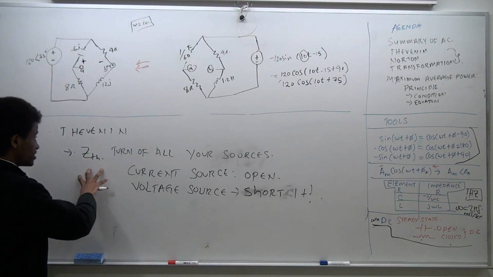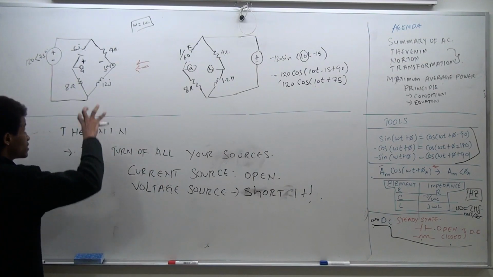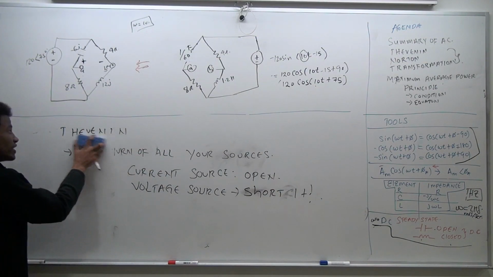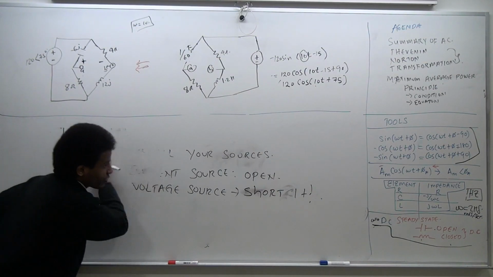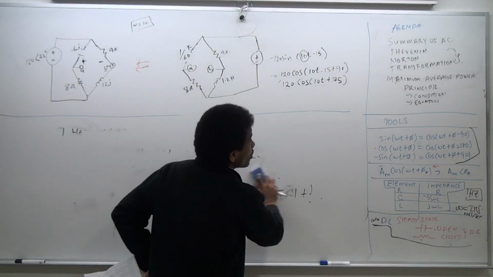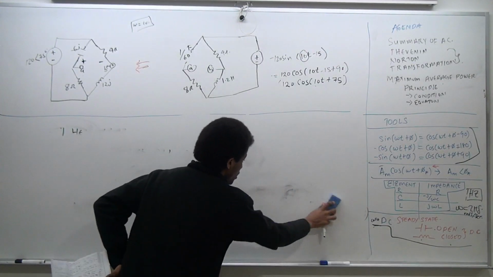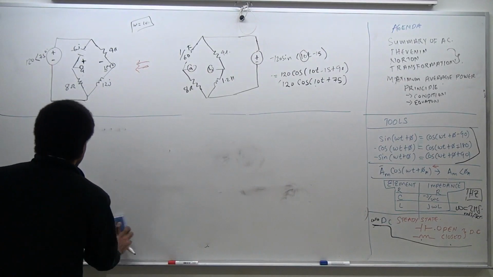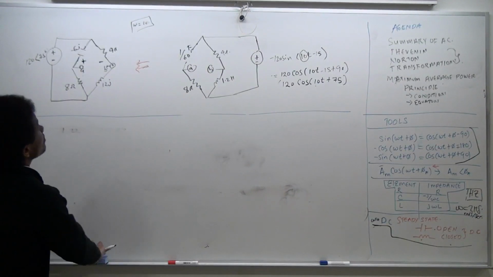This is a technique. This is a recipe. So we're going to apply this to this. If you have any questions, just stop me, because we're not covering much today. We're almost even done. After this is just the power transformation principle, to find average power, maximum average power.